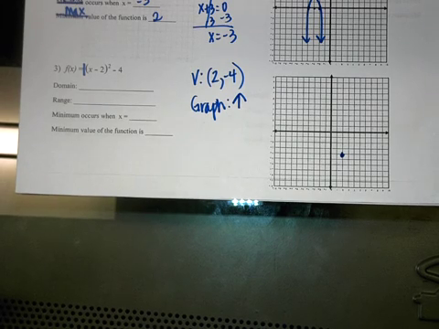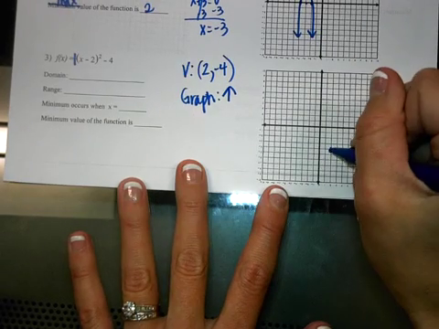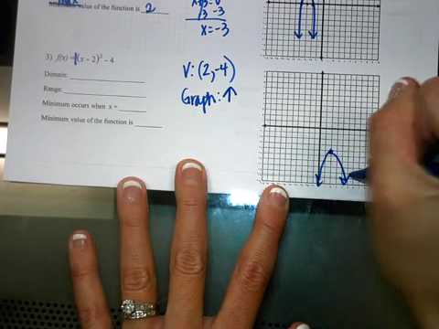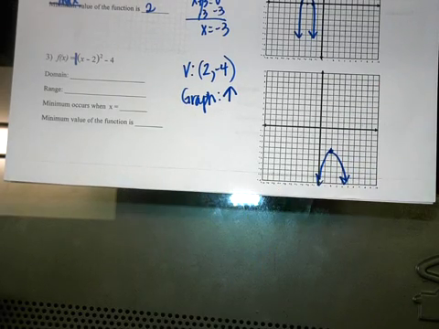Very good. It's normal because it's a 1. Okay? And so this is just a normal graph going down. Oh my goodness, very good. I tricked you.